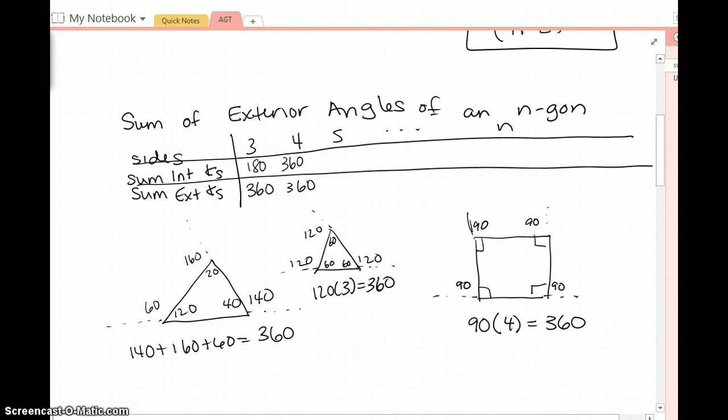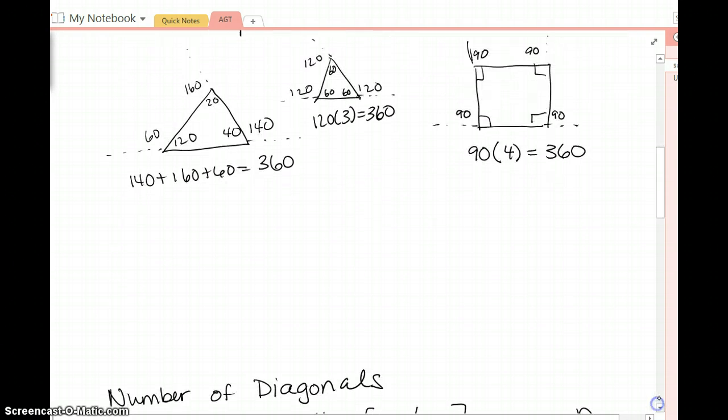If you were to do the same thing with a pentagon, you would also find that the sum of the exterior angles is 360. So no matter how many sides a polygon has, the sum of the exterior angles, one per vertex, is always going to be 360. So a quick proof of that, just to show that it is always going to work. Let's start with just a quadrilateral and then we'll extend it.